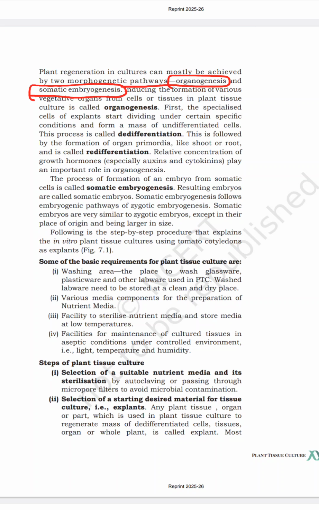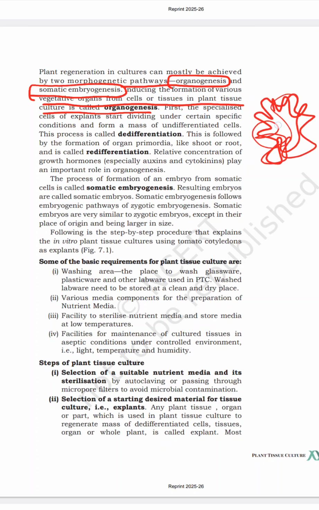So coming to organogenesis, the formation of vegetative organs from cells or tissues in a plant is known as organogenesis. Firstly, the specialized cells of the explant start dividing under certain specific conditions and form a mass of undifferentiated cells. This process is known as dedifferentiation.